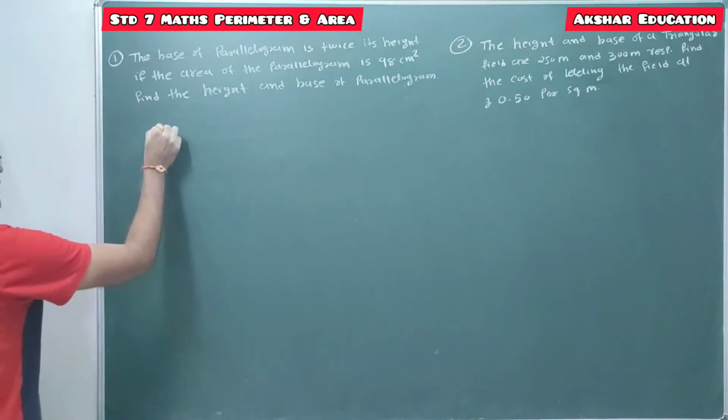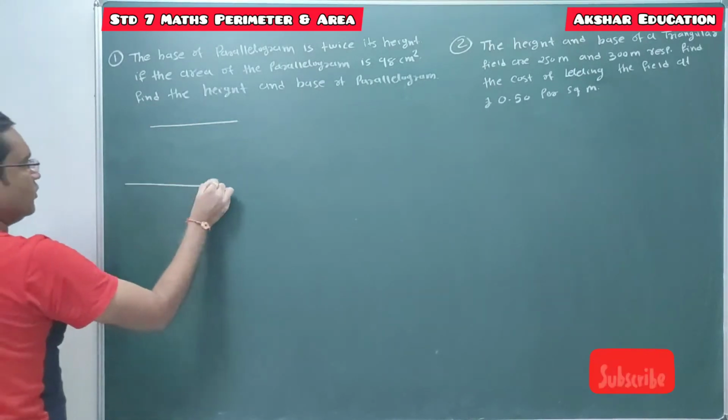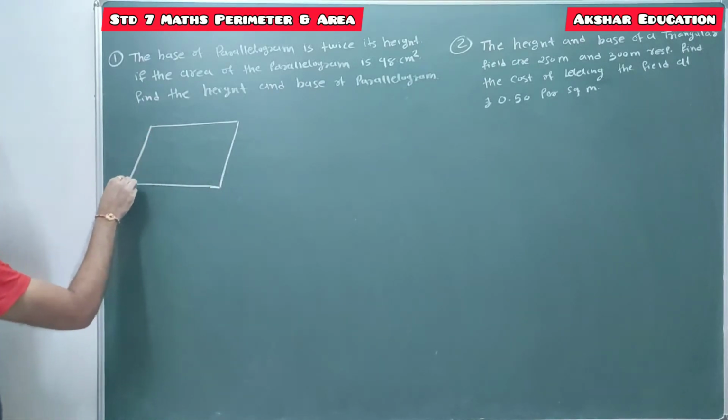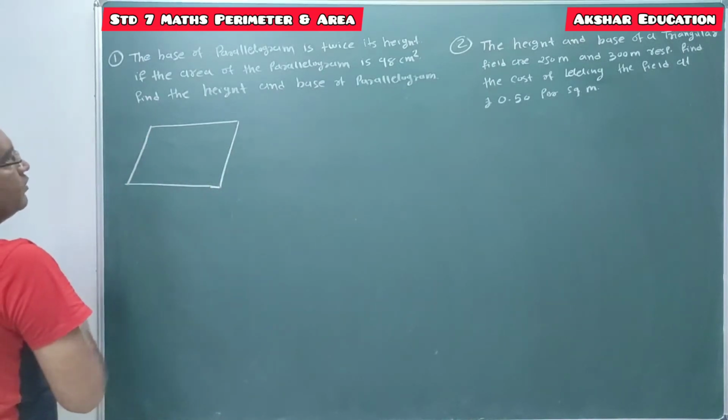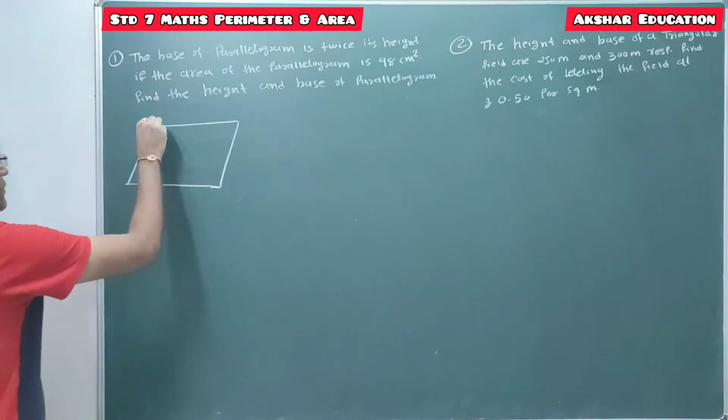So first you have to draw the diagram of parallelogram. So what is parallelogram? It's a quadrilateral in which both pair of opposite sides are parallel to each other. So this is one parallelogram. The base of parallelogram is twice its height.